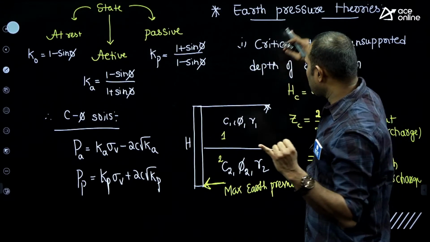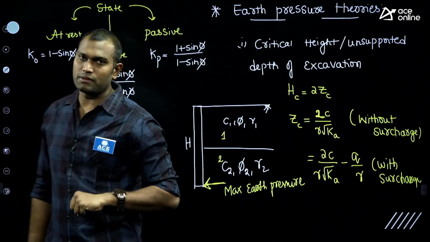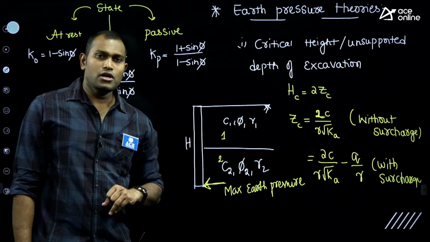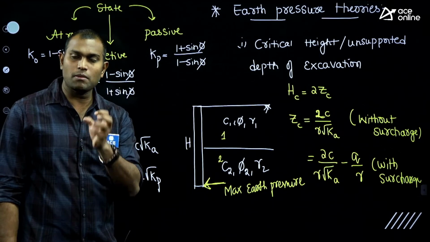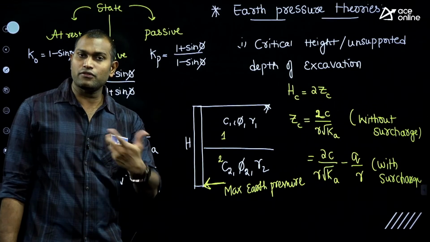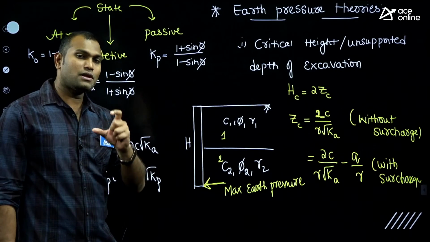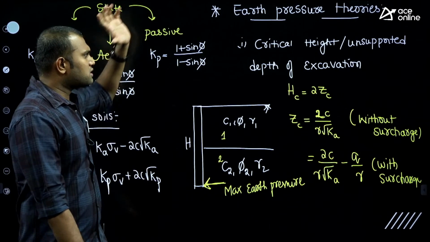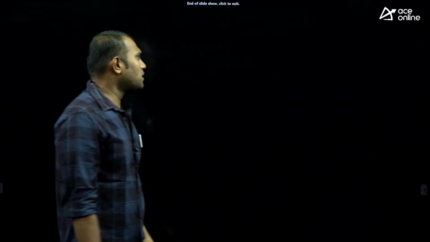So you can expect a question based on the critical height or unsupported depth of excavation, and you can get a retaining wall where they're asking about the maximum earth pressure. You can get what is the active force or passive force or at-rest force acting on the wall, and you can ask what is the depth of the tension crack. So these are the models that one can expect from the earth pressure theories. And similarly, next.